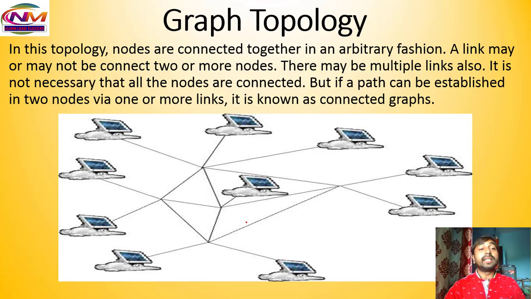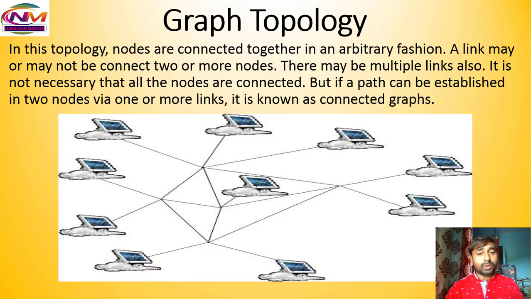This is the graph topology. In this topology, nodes are connected together in an arbitrary fashion, just like a link, and there may be a link connecting two or more nodes. There may be multiple links also. It is not necessary that all nodes are connected, but if a path can be established between two nodes via one or more links, it is known as a connected graph.